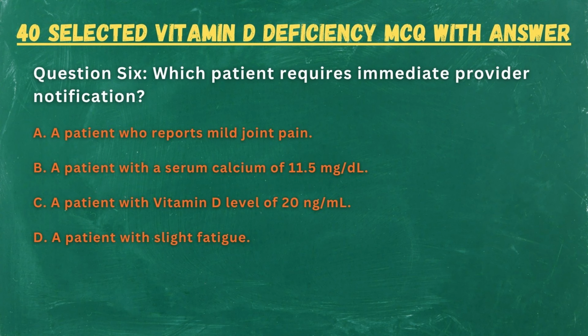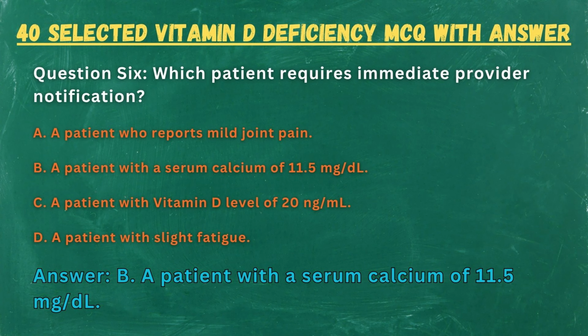Question 6. Which patient requires immediate provider notification? A. A patient who reports mild joint pain. B. A patient with a serum calcium of 11.5 milligrams per deciliter. C. A patient with vitamin D level of 20 nanograms per milliliter. D. A patient with slight fatigue. Answer. B. A patient with a serum calcium of 11.5 milligrams per deciliter.